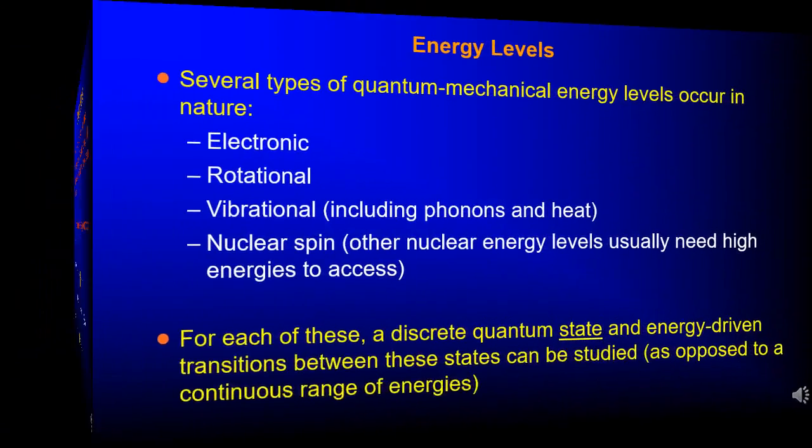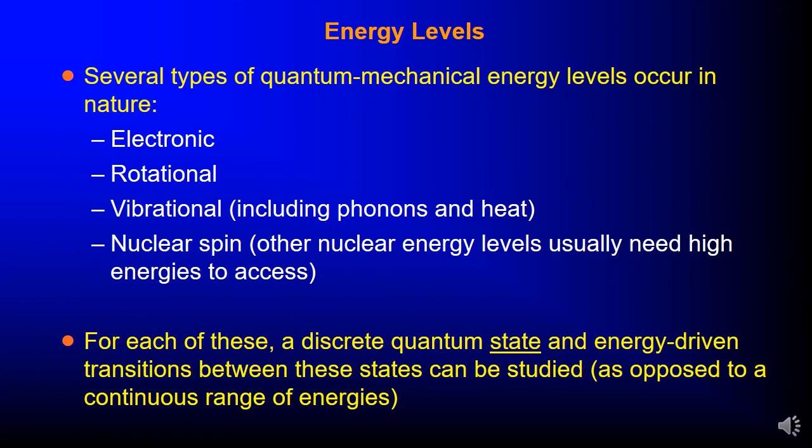So energy levels. Now we are starting to talk about electron arrangement in an atom. Several types of quantum mechanical energy levels occur in nature. We call them the electronic energy level, the rotational energy level, the vibrational, and then nuclear spin. These concepts are very, very important.